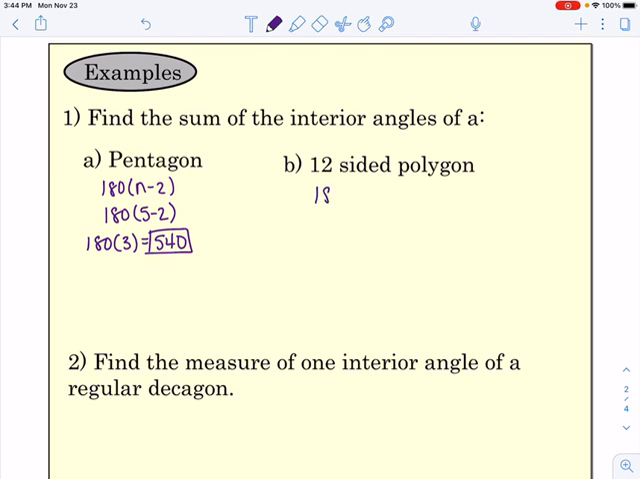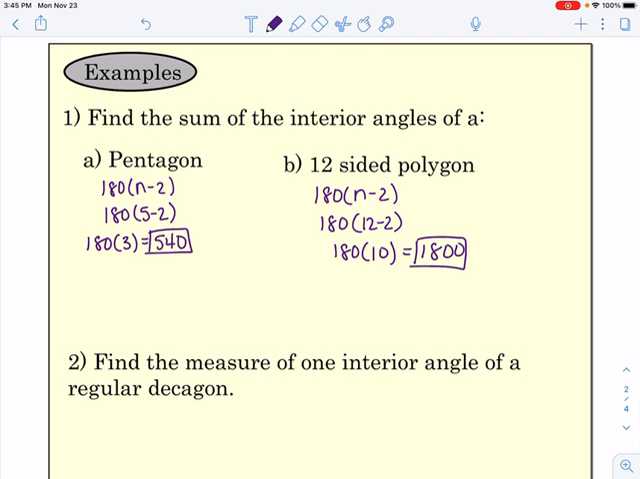A 12-sided figure doesn't have a special name like a pentagon does, but again, we're going to use that 180 times n minus 2, and this time n is 12, so I'm going to have 180 times 12 minus 2, or 180 times 10, which should give me an answer of 1,800. Again, so if you add up all the interior angles, all 12 of them added together would give you 1,800.